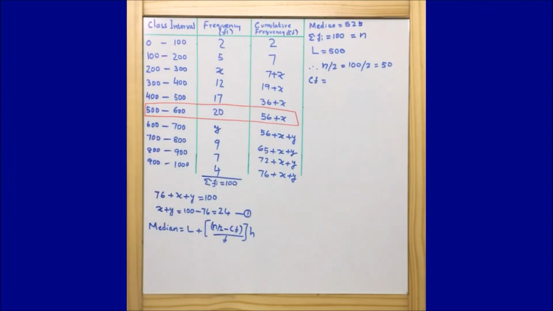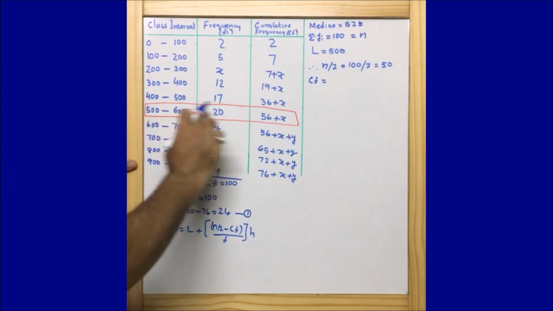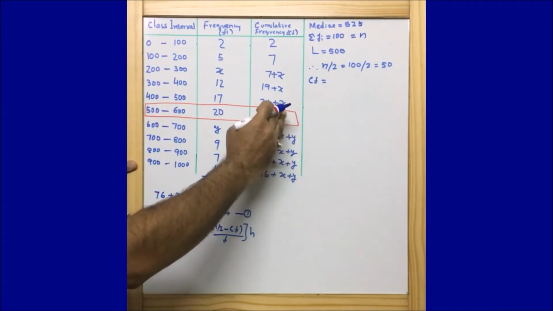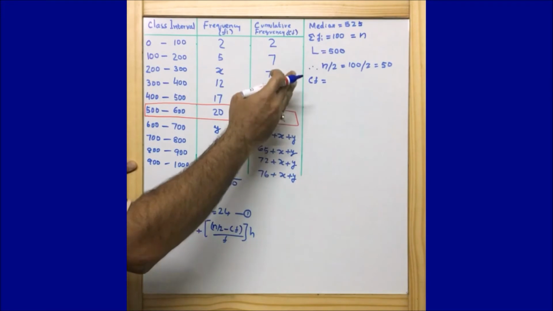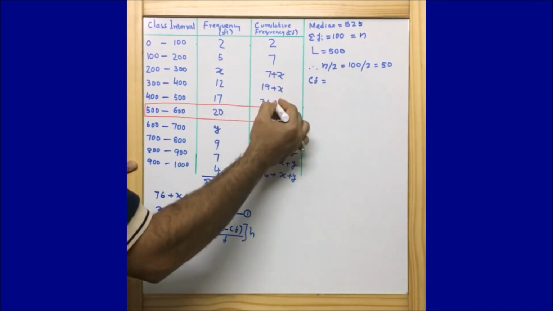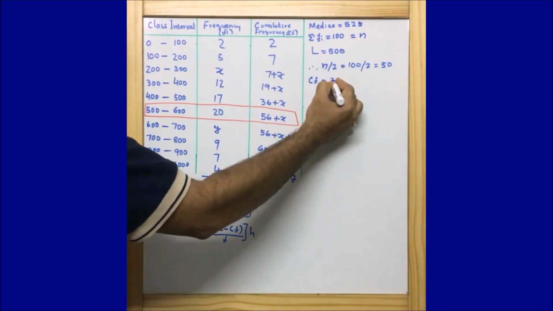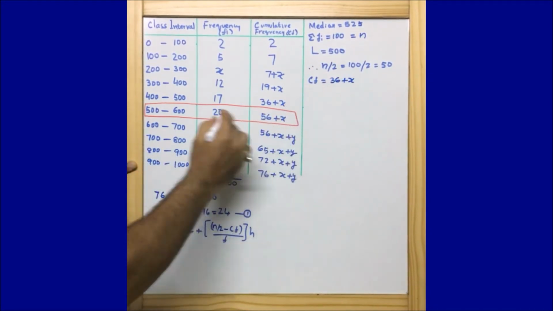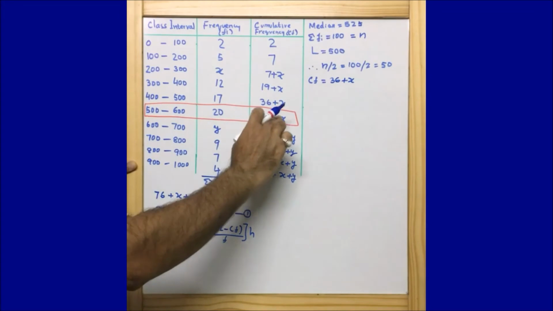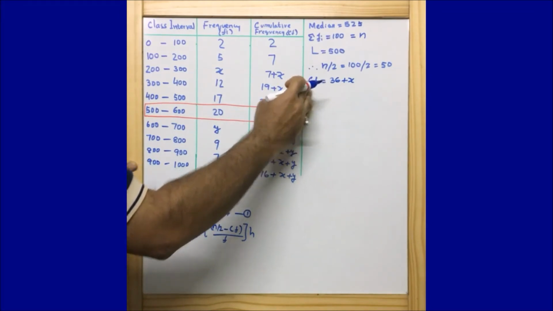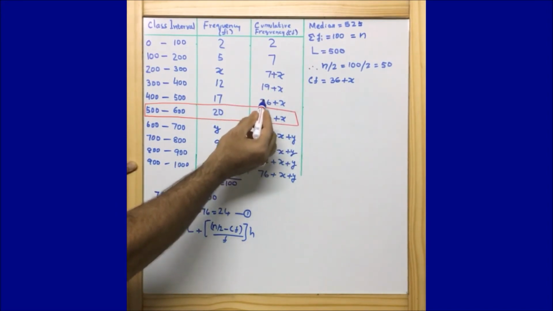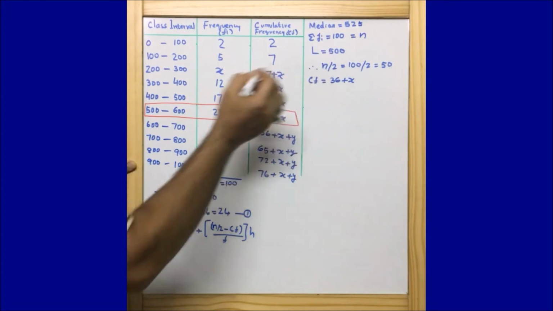So here the cumulative frequency of this median class is 56 plus x. That means our Cf here is the cumulative frequency before this median class, that means this one will be 36 plus x. Hope guys this is clear. Be mindful. The cumulative frequency up to the median class is 56 plus x, and our Cf is the cumulative frequency before the median class, so the cumulative frequency before this median class is 36 plus x.